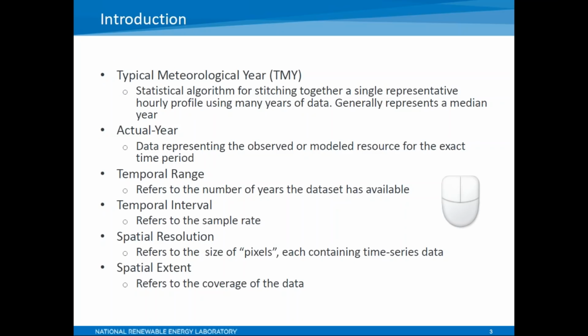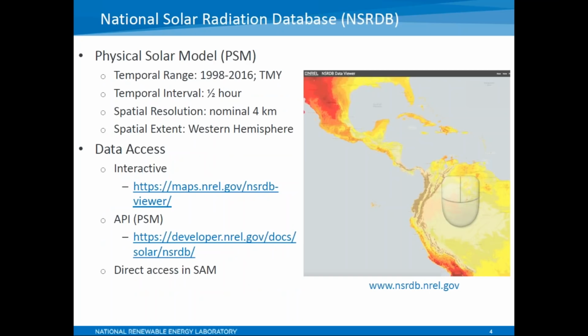So with that, we'll jump into the actual data. The first is from the National Solar Radiation Database. This was produced by NREL, the National Renewable Energy Laboratory. The NSRDB has existed for many years now and has had different incarnations. And the latest one is the Physical Solar Model, or PSM.